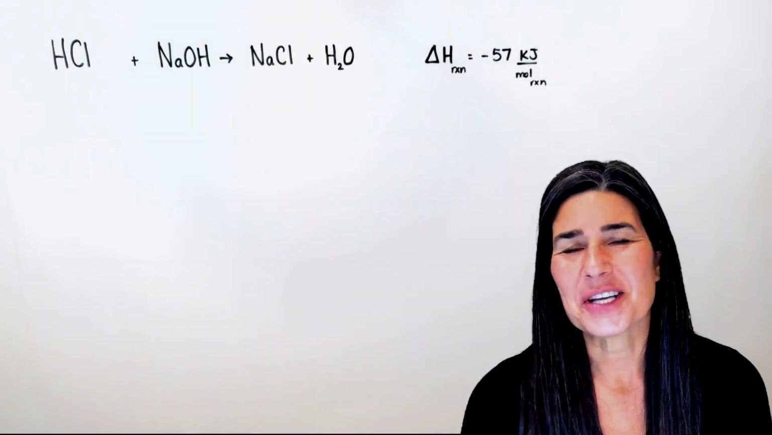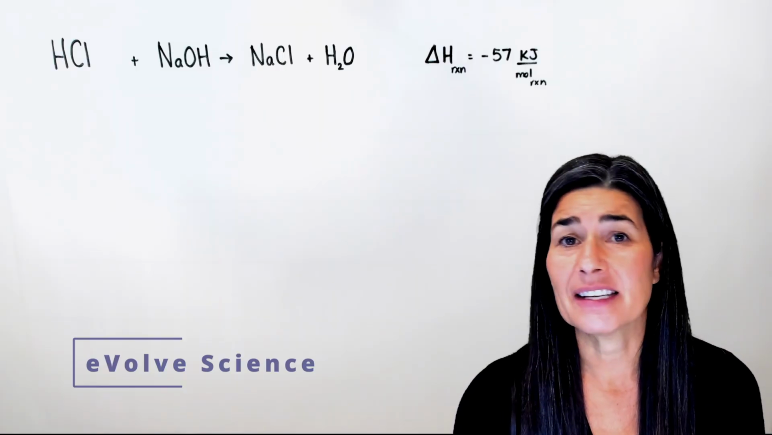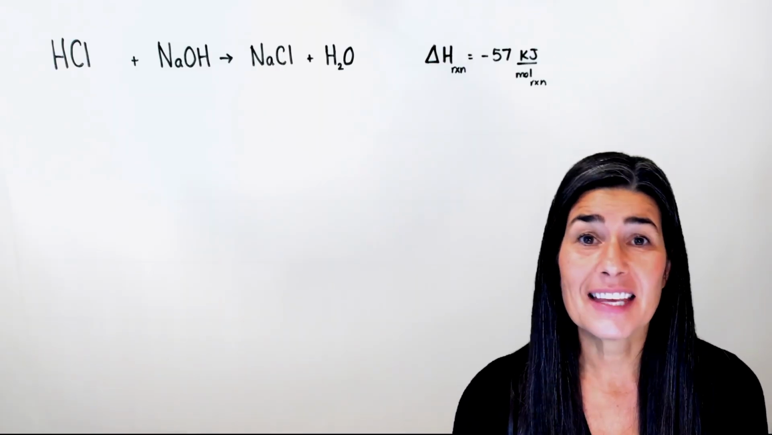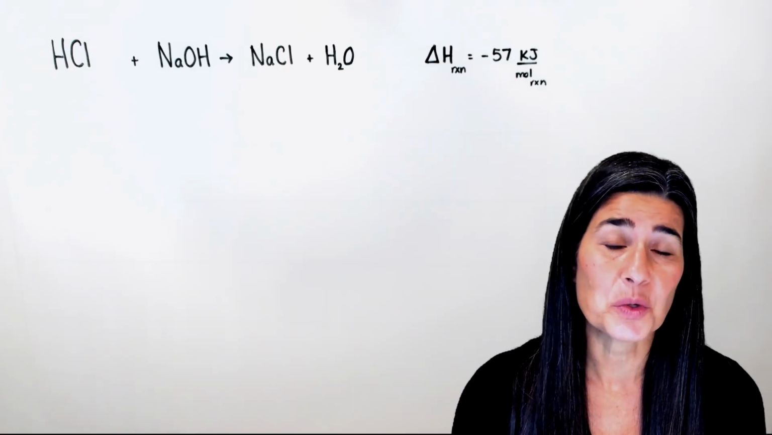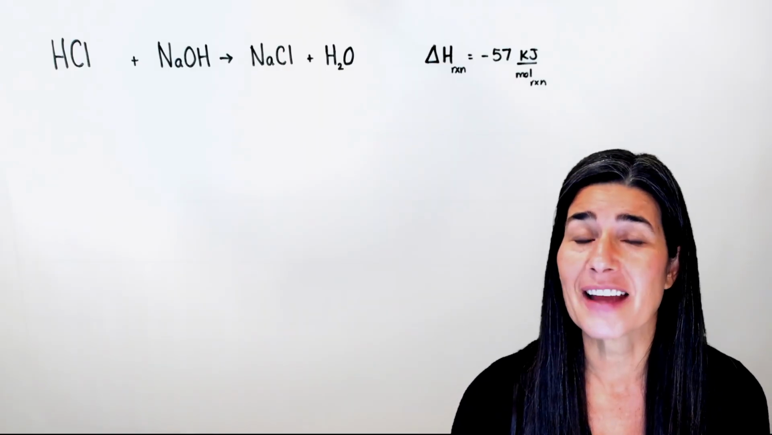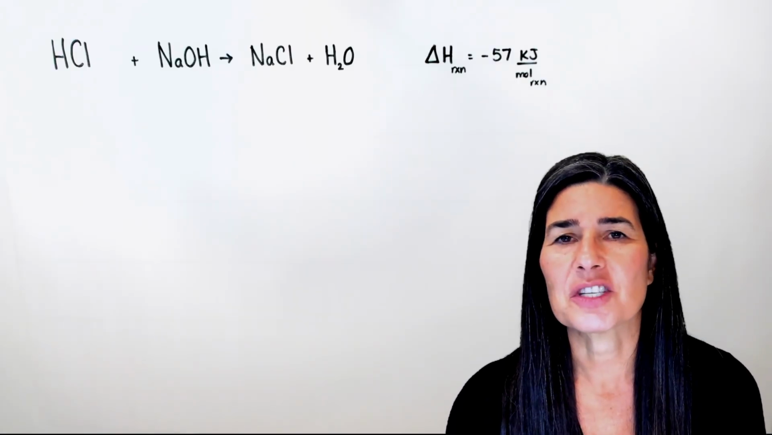Okay, in this question, they've given us a neutralization reaction between hydrochloric acid and sodium hydroxide. This is an exothermic reaction that produces 57 kilojoules for every mole of reaction as written. They would like us to determine three things in this question.